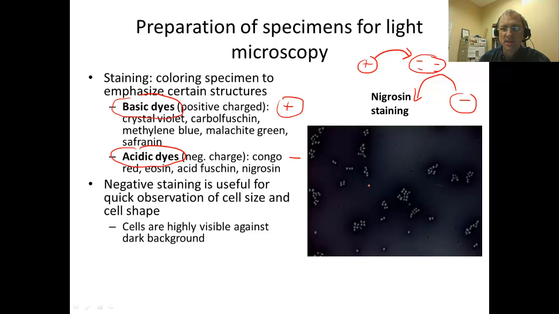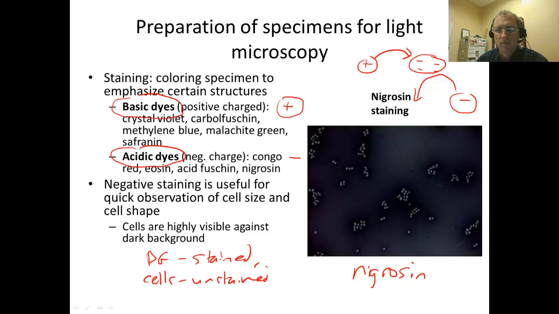We can see this in action right down here in this micrograph, where we've come by and we've stained a preparation of cells using the acid dye nigrosin, which is black in color, and what we can see is that the background of this slide is darkly stained and the cells show up as unstained holes in that stained background. This process is referred to as negative staining, and in negative staining we end up with the background stained and cells unstained.